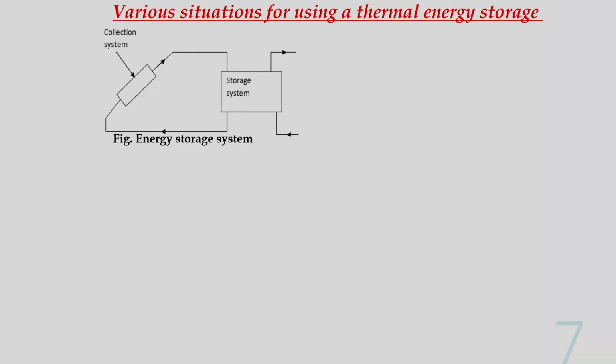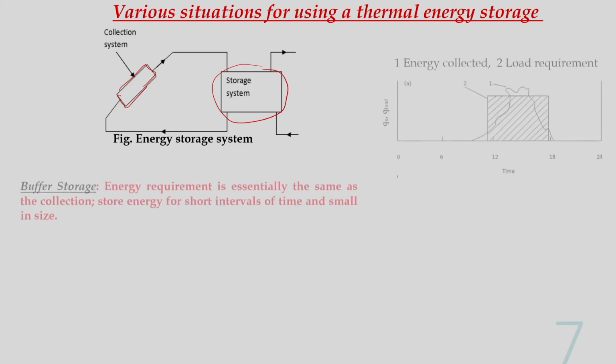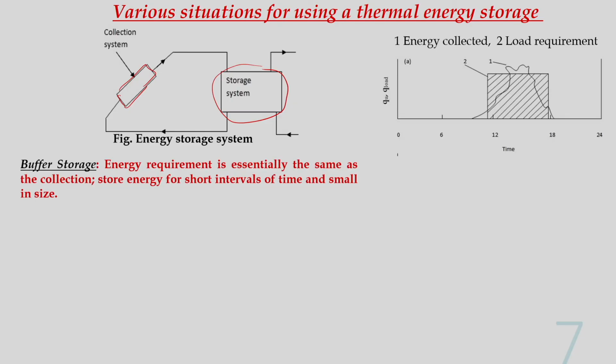As you can understand now, if you consider this kind of system where one flat plate collector is involved, where solar radiation is received and useful heat is generated, and that can be stored at a particular time, and whenever required that can be utilized, right. So, there are different situations. Let us consider the first situation, about buffer storage.